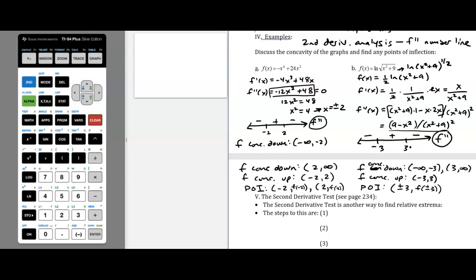But this is the process you want to use. You typically want to do the second derivative analysis, just like we did with the first derivative analysis last time. Whenever you're asked that question for concavity or points of inflection, this is exactly what I want you to do.